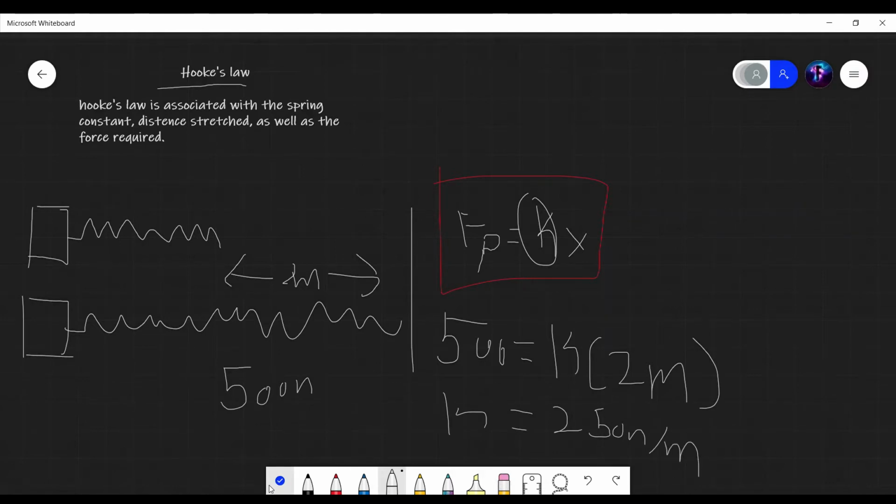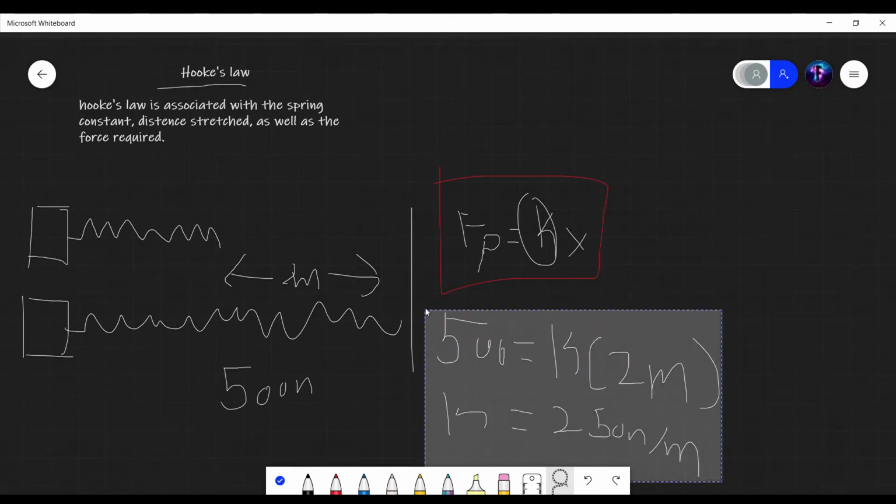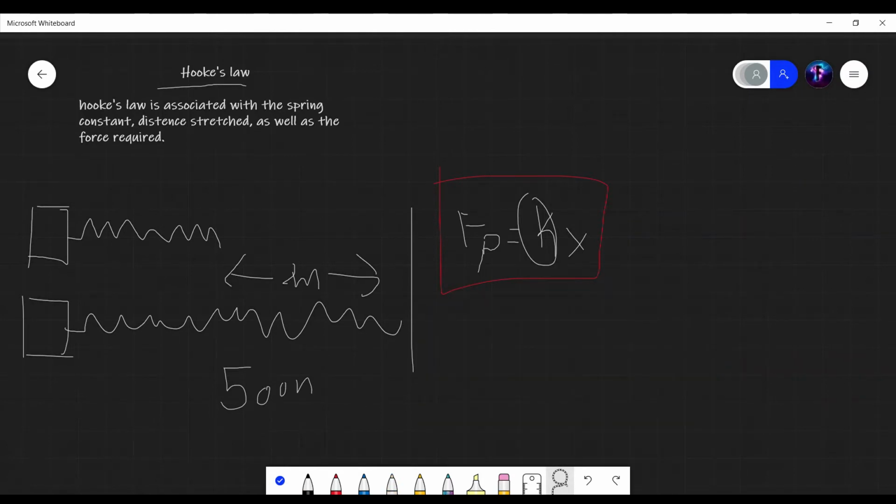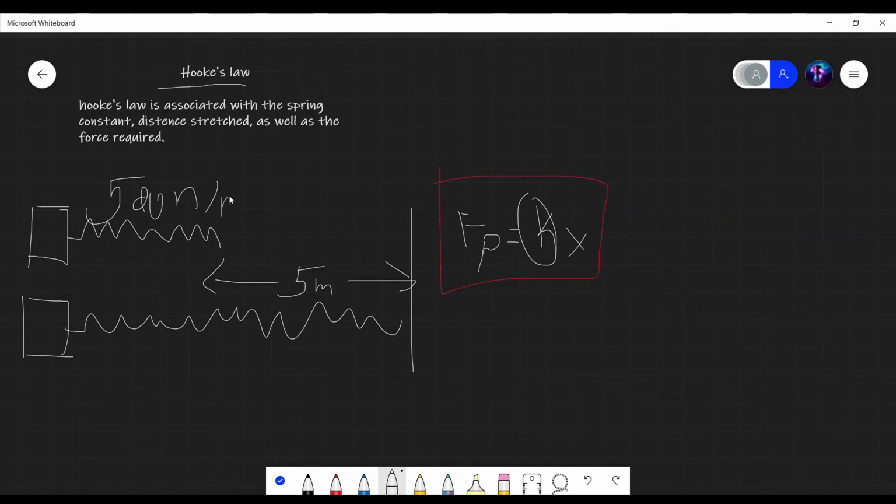Next, we already did K, the spring constant, but now we're going to do the distance. I'm going to keep the diagram the same so we don't waste time. Let's say the spring constant is 500 newtons per meter.